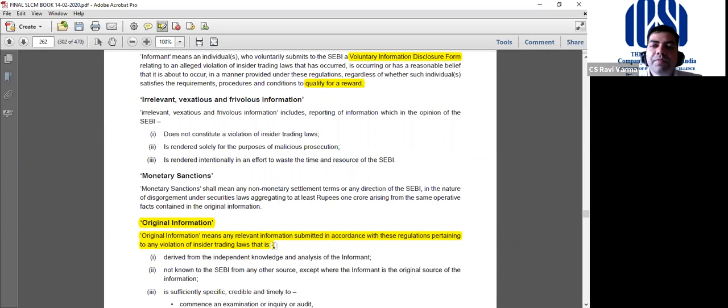It should not be like, for example, you just came to know that CBI is inquiring into a company in a matter, and you pass on this information. That CBI is inquiring into this person. These are just passing on information. SEBI said you should have independent knowledge of the information. You should know that something is going wrong.